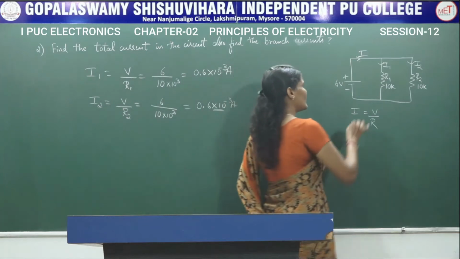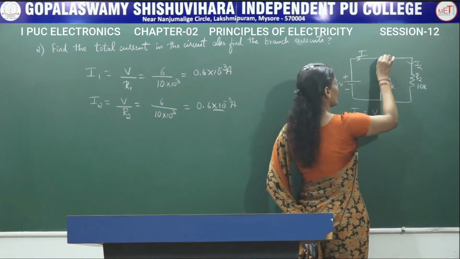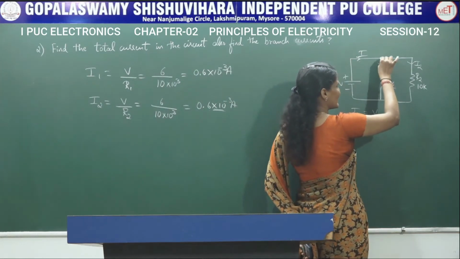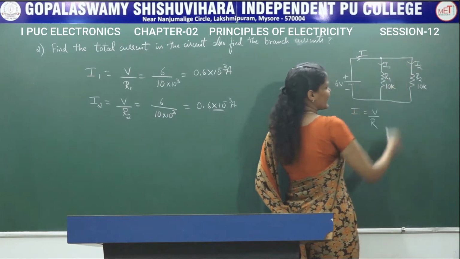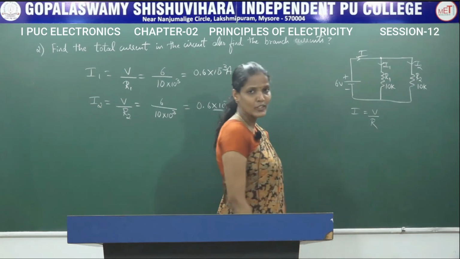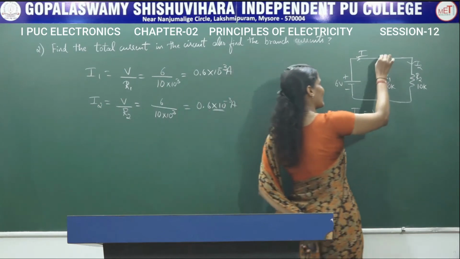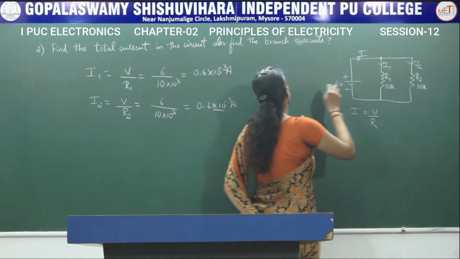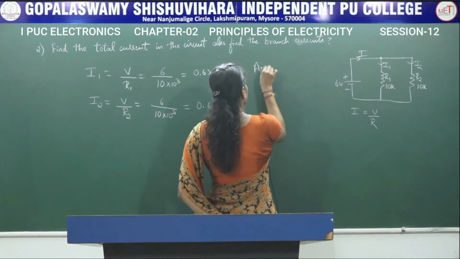So in order to find the total current I, as soon as the total current reaches this point, the current will take two separate diversions. One is I1, the other one is I2. So we have to apply KCL to this particular node.